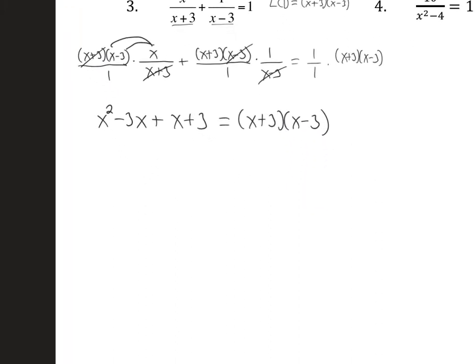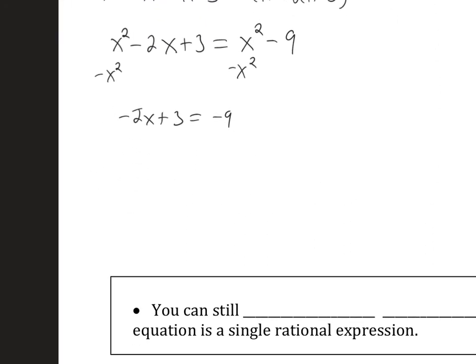Okay. So I need to distribute over here. So we're going to combine like terms over here. So we have x squared, and then we have minus 2x plus 3 equals, then x plus 3 times x minus 3 is the difference of squares. It's going to be x squared minus 9. All right, now we solve by subtracting x squared from both sides. So we get negative 2x plus 3 equals negative 9. Solve for x now by subtracting 3.